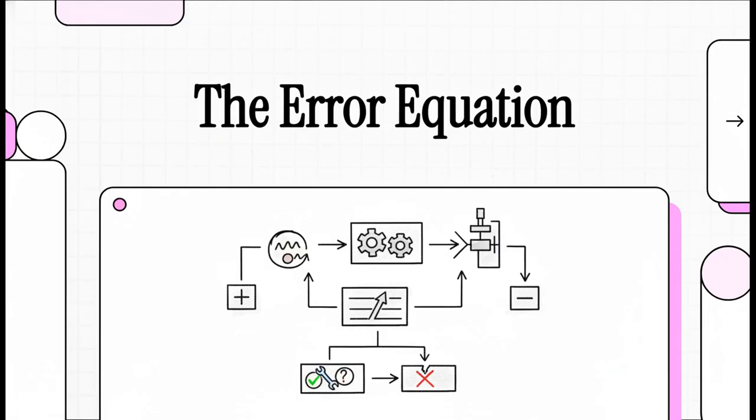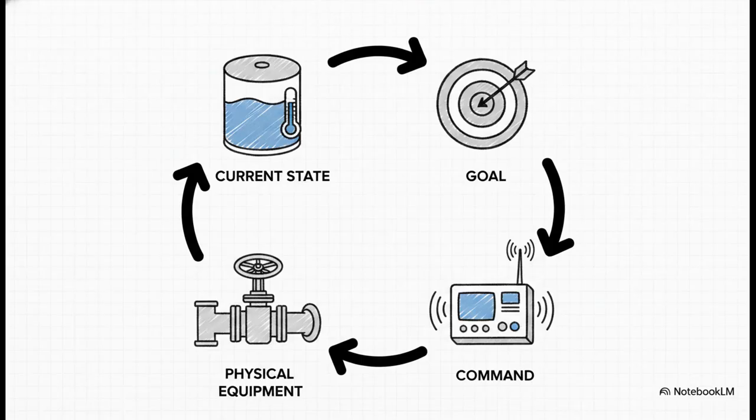Let's get to it. So just as a super quick recap of the 4 core signals in every control loop, first you've got your PV, the process variable. That's what is actually happening right now. Second, the SP, the set point. That's your target. Third is the OP, the output, the controller's command. And fourth, the MV, the manipulated variable, the physical equipment making the change, which is usually a valve.